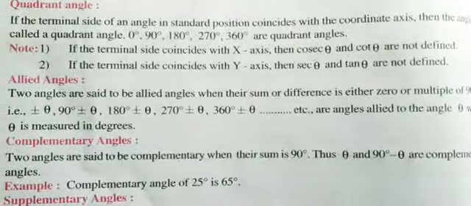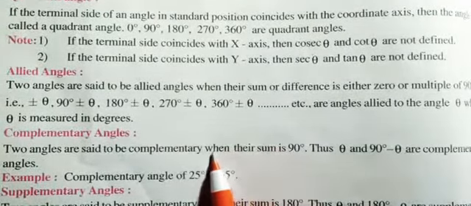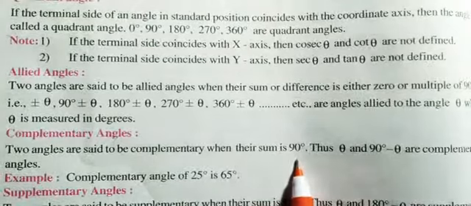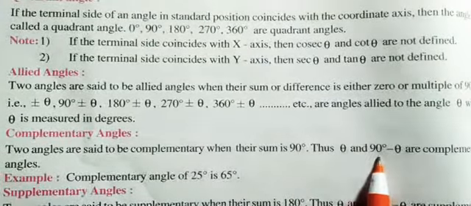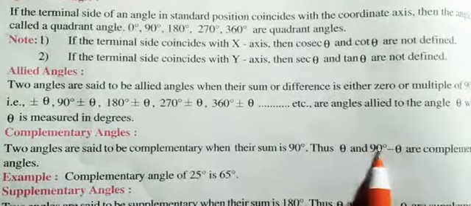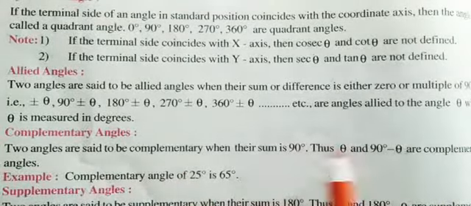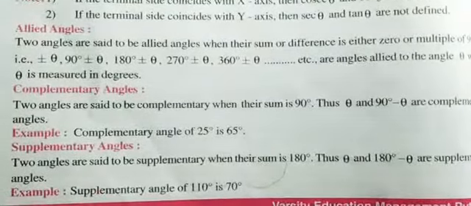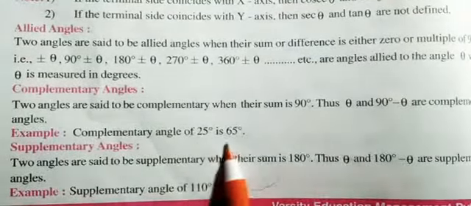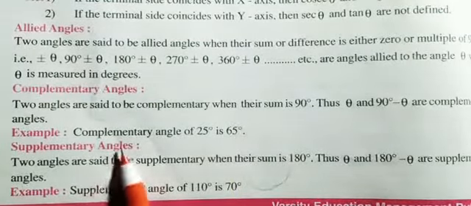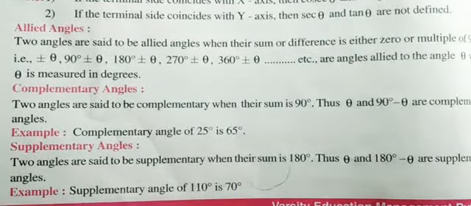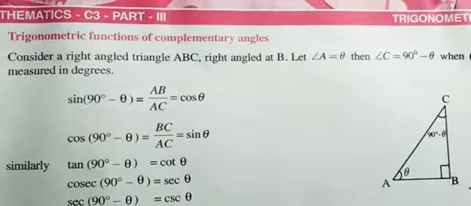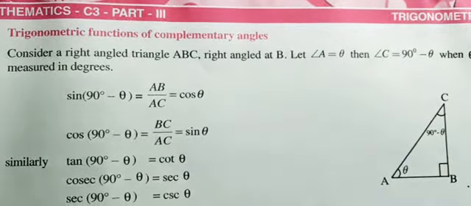Next, complementary angle. Two angles are said to be complementary when their sum is 90 degrees. Thus theta and 90 minus theta are complementary angles. If we take the sum of these, we get 90 degrees as the answer. This we all know, complementary, supplementary, that is a very lower standard question. So let us move to another topic: the trigonometric functions of complementary angles.